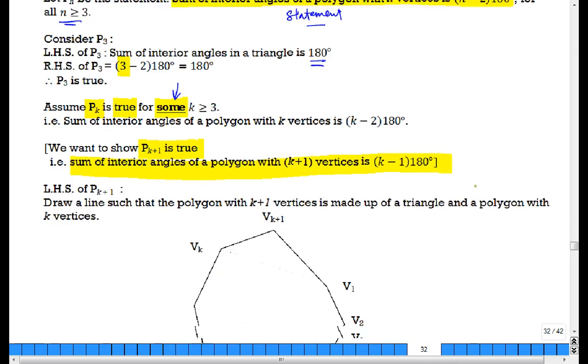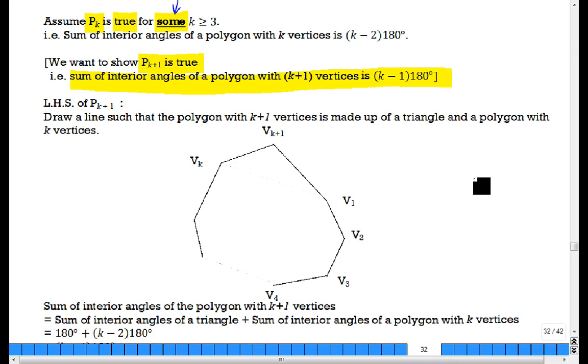We do quite a clever thing, I feel. We cut this one like that. Why do we cut this one like that? Now, this shape, no matter how many points are there here, is now a k-sided polygon. The highlighted shape is now a k-sided polygon. I've taken away the k plus 1 vertex. Now remember our assumption? Our assumption is that Pk is true.